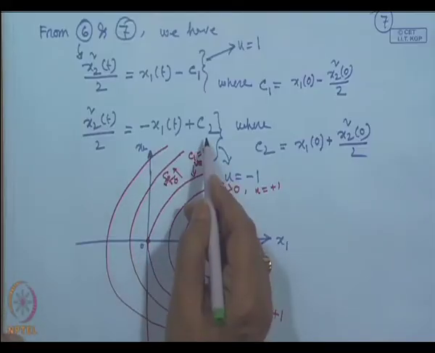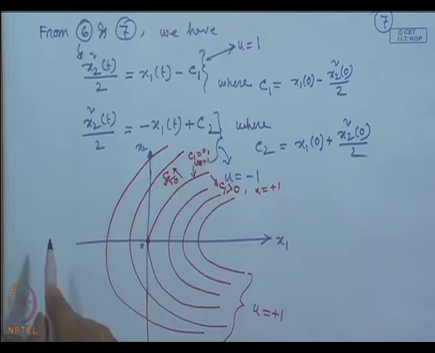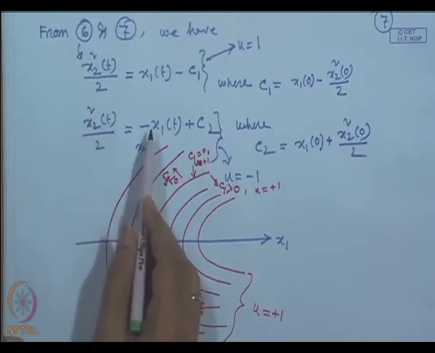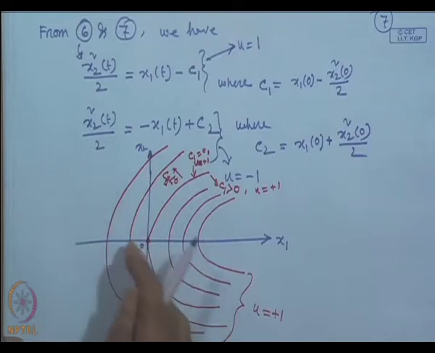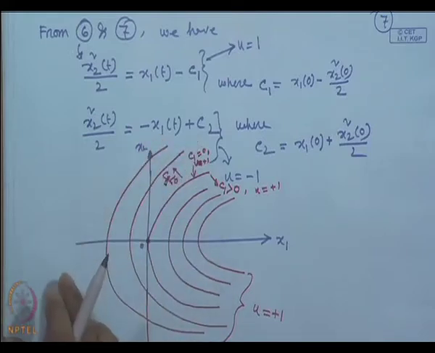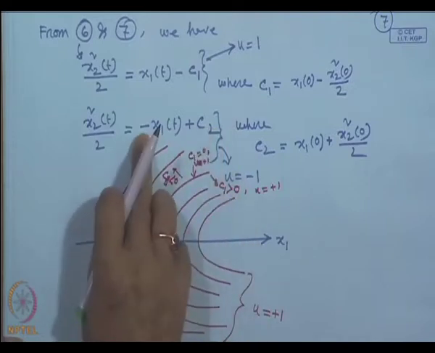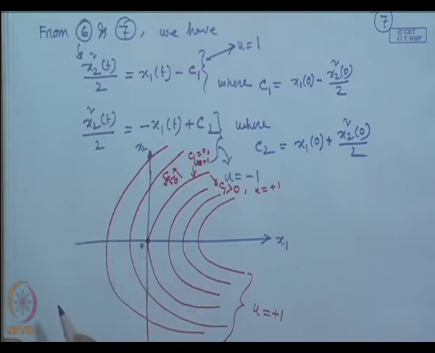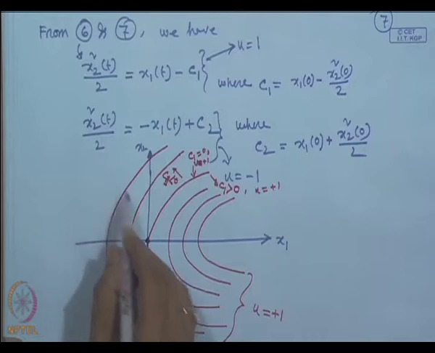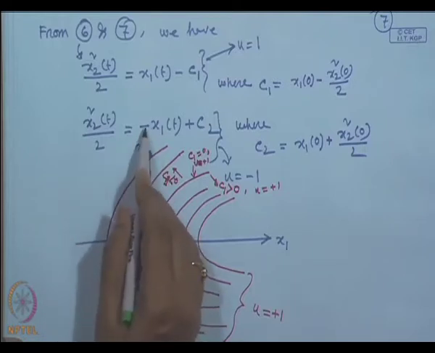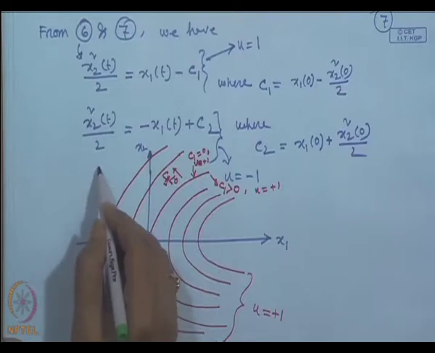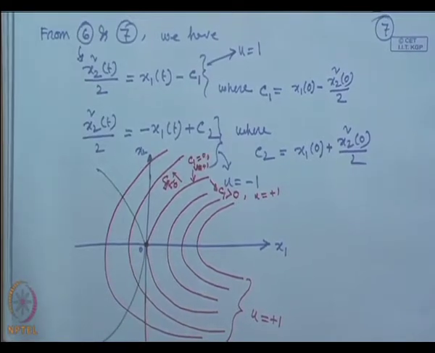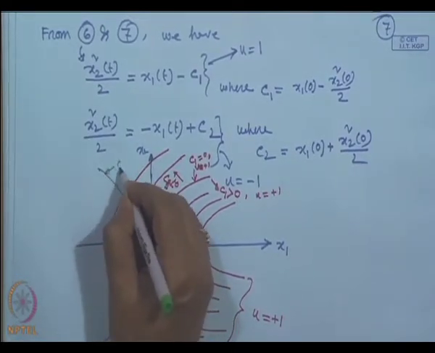So, again consider C2 is 0. If C2 is 0, then you see, y squared is equal to minus 4ax. When x1 is 0, x2 is 0, so it will start from this point. When x1 is negative, x2 is plus or minus. So, this will be a curve like this. So, this is C2 equal to 0.